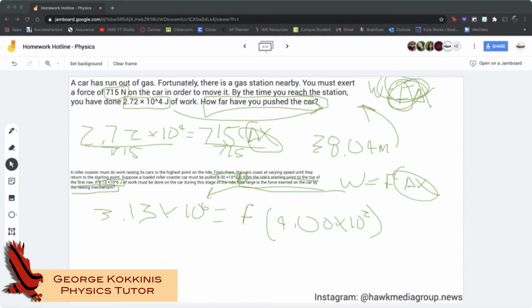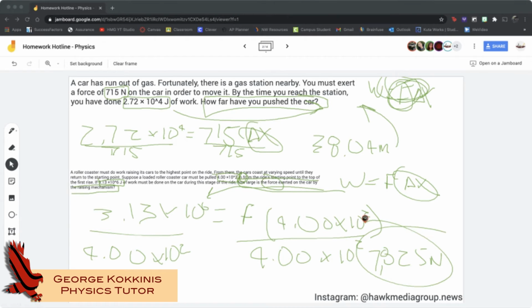Now, we can do the same thing as we did with the first question and divide out this 4.00 times 10 to the second off both sides, of course. And that will get us, let me put this in my calculator real quick, 7,825. Now, of course, this is force, and if you take these two units, we are left with newtons. And that is the end of this very quick physics lesson.